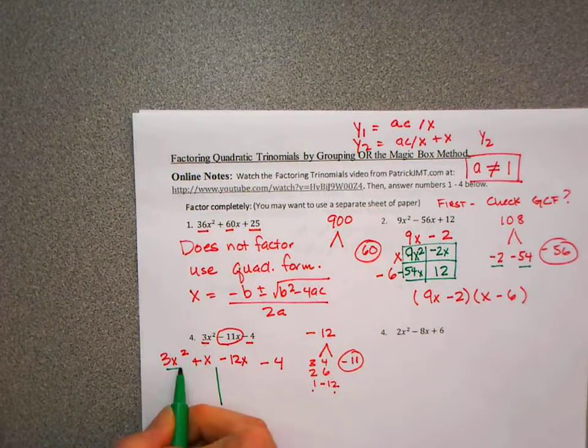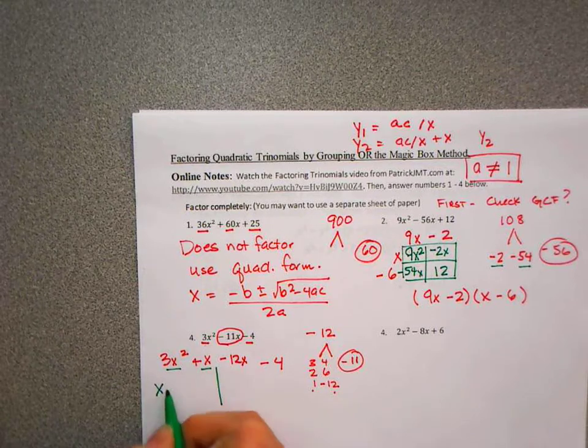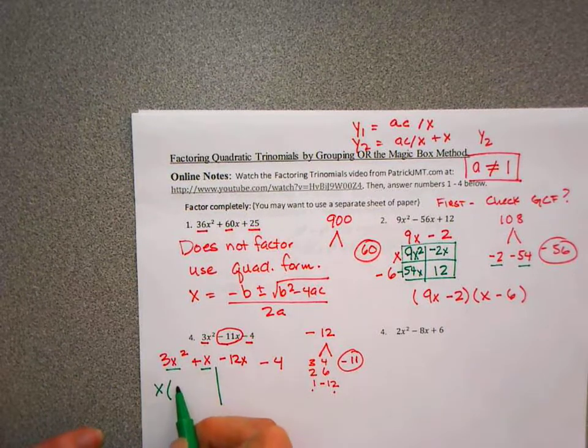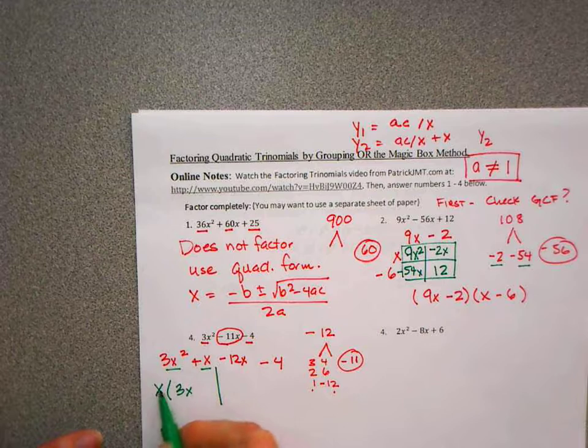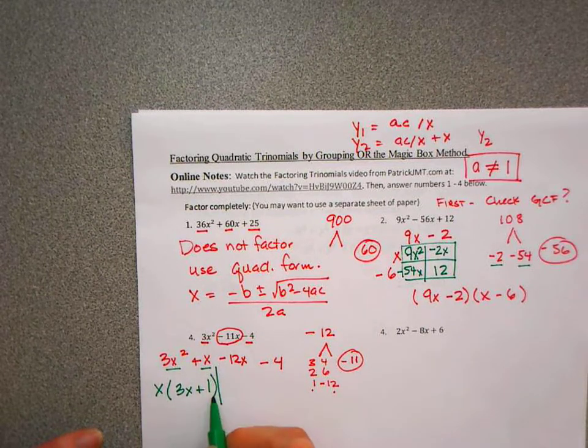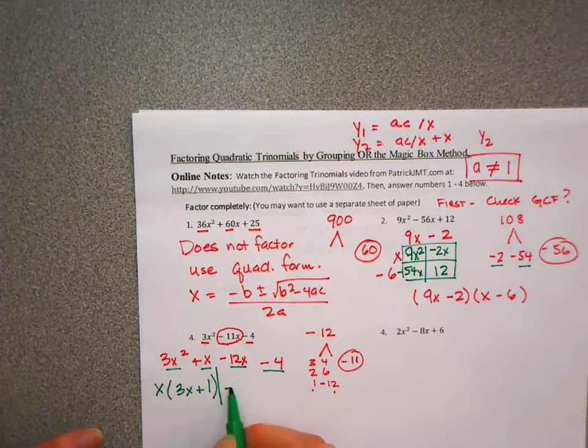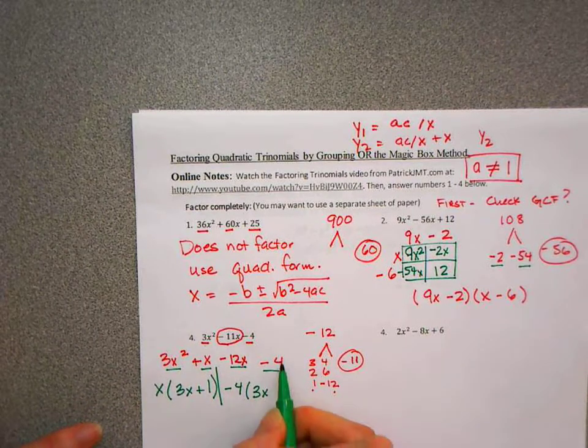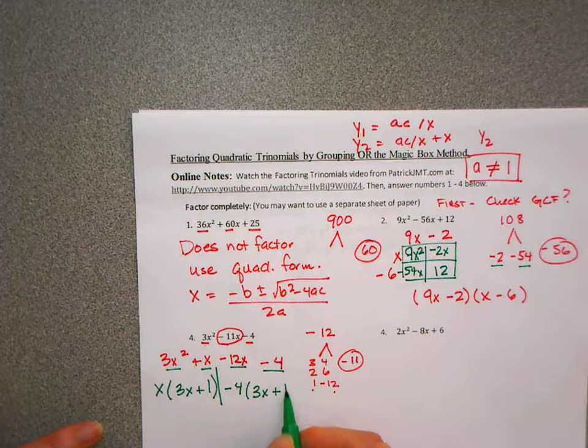What's the greatest common factor? Well, I can take out an x. If I divide this by x, I'm left with 3x. X divided by x is 1. From these two terms, I can take out a negative 4. If I divide this by negative 4, I'm left with 3x. Negative 4 divided by negative 4 is positive 1.